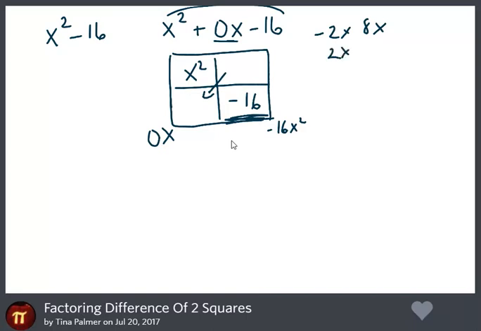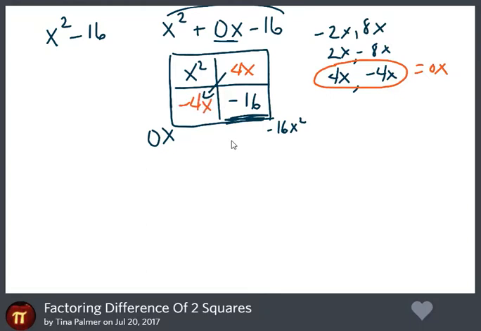We could do 2x and negative 8x. Or we could do, how about 4x and negative 4x? Oh, I think we found it. We don't need to go any further. If I add those two, they are opposites, and they will give me 0x. So that must mean that I need a 4x here and a negative 4x here.